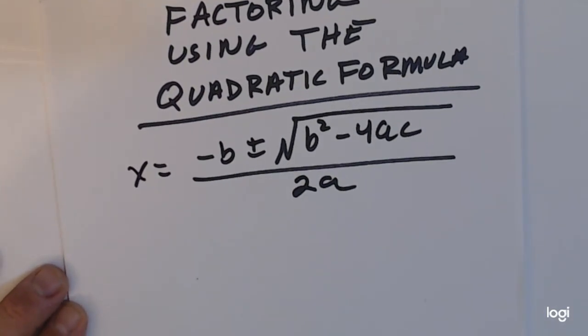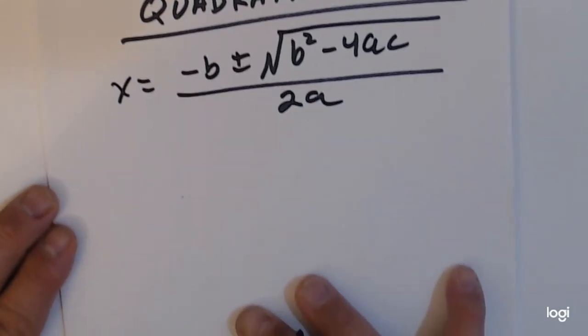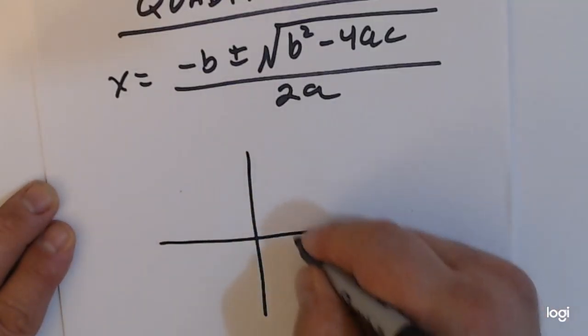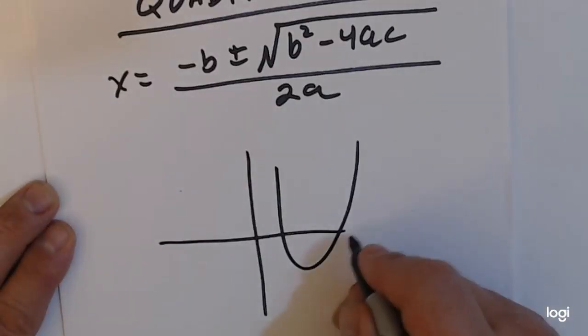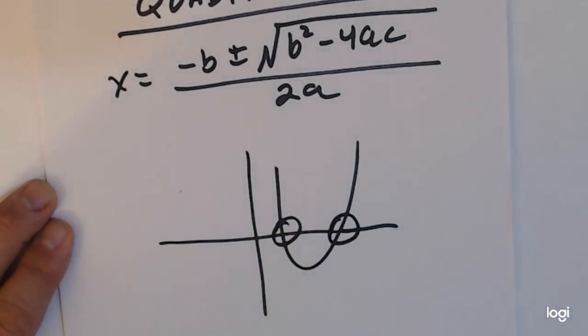Now this is what we're finding: the values of x where the graph intercepts the x-axis. These are quadratic equations, so we know that the graphs are going to be parabolas. They're going to look, say, something like that. In which case, this point and this point, those 2 points are the points we're looking for, the points where the graph cuts the x-axis.